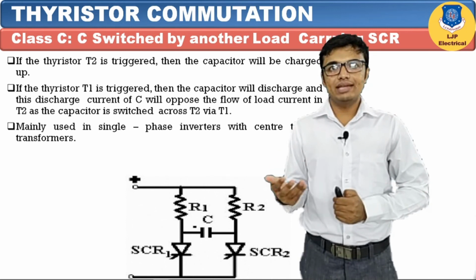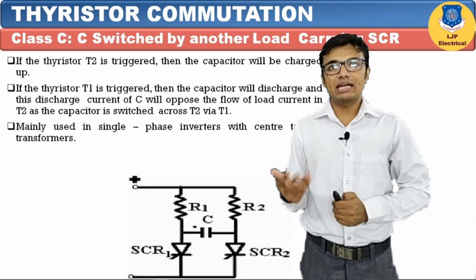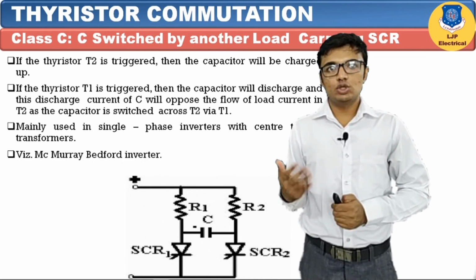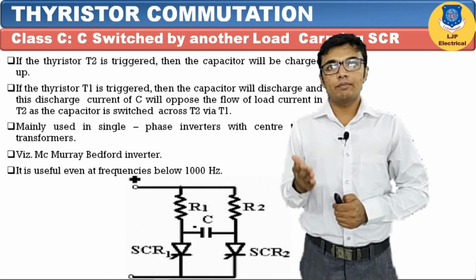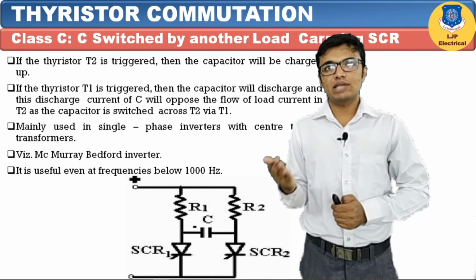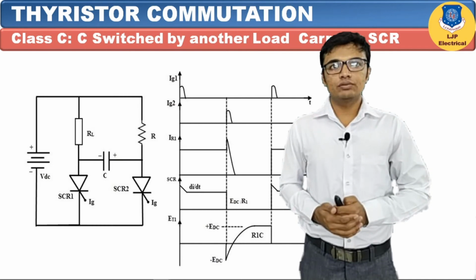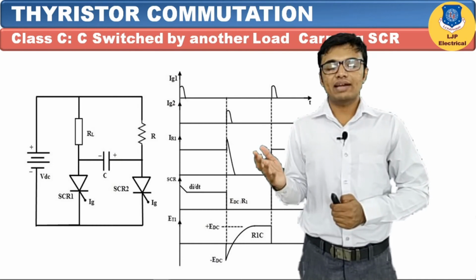It is widely used in single phase inverters with a center tapped transformer. It is also used in the McMurray-Bedford inverter. Generally it is used for frequencies less than 1000 Hz. So this is a brief view of the waveform of class C commutation.